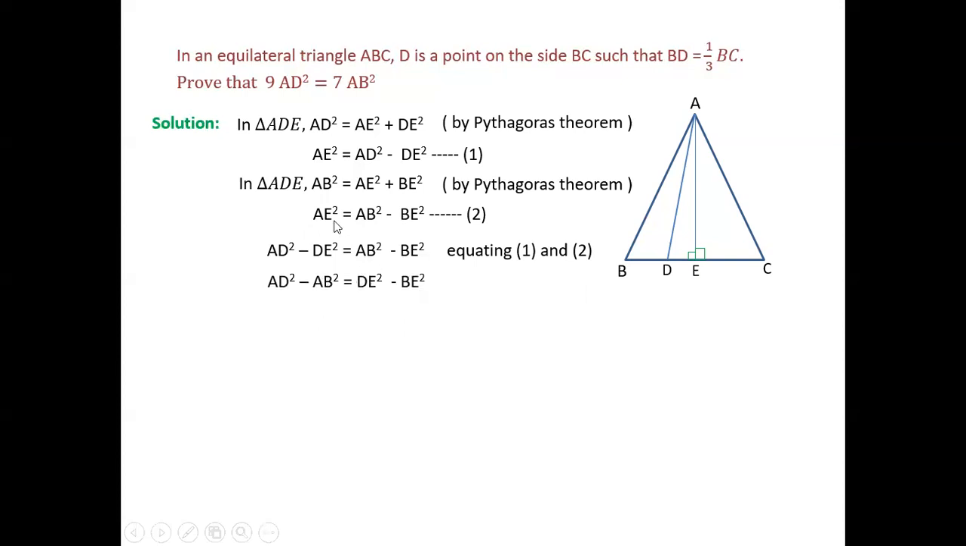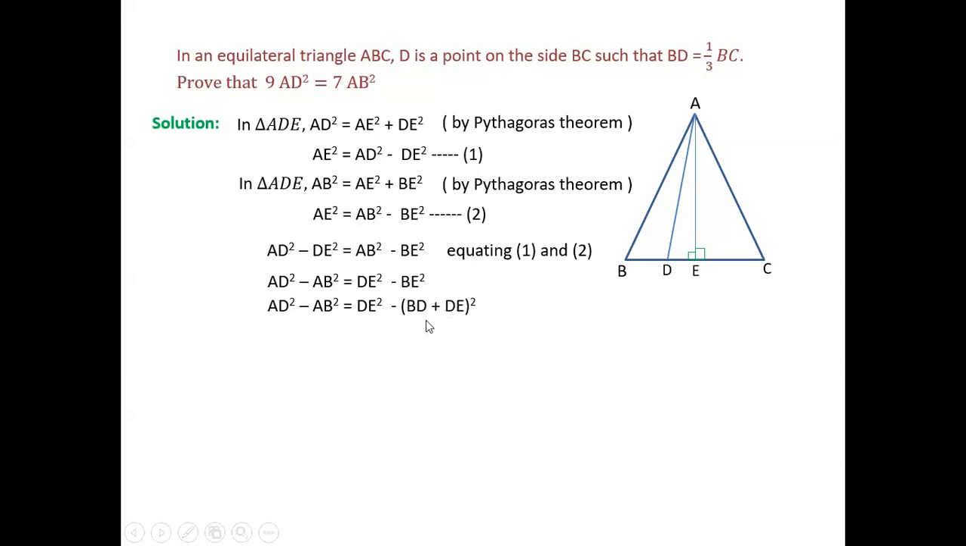Now take AB square to this side. So AD square minus AB square is equal to, when it comes to this side it becomes positive, DE square minus BE square. Now BE is BD plus DE, so this is (BD plus DE) whole square.